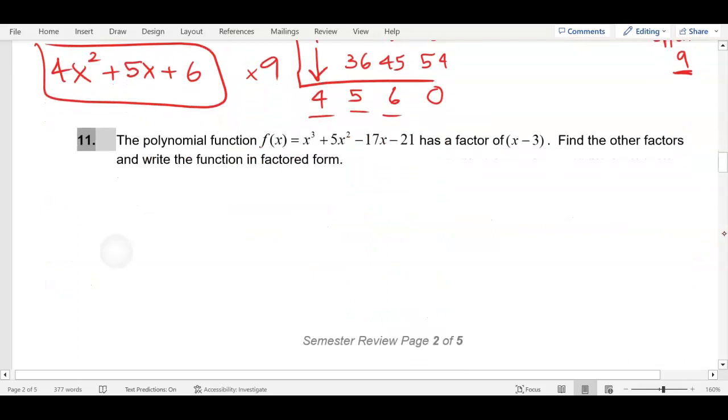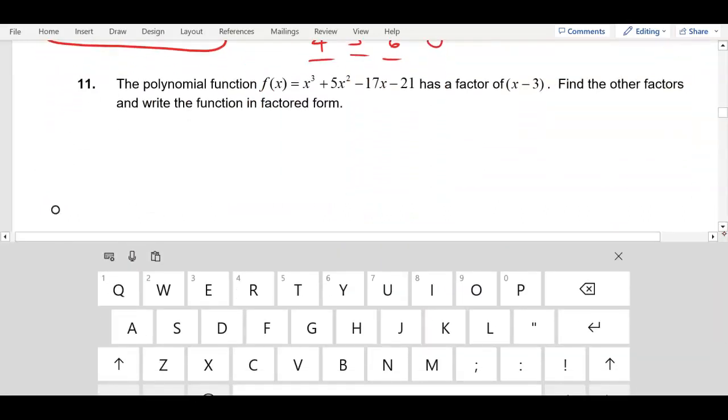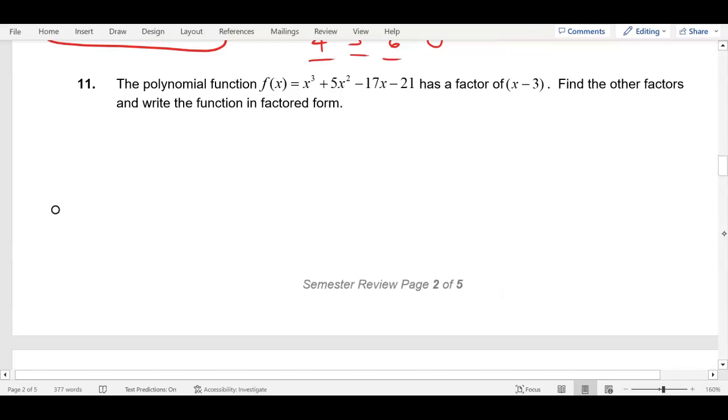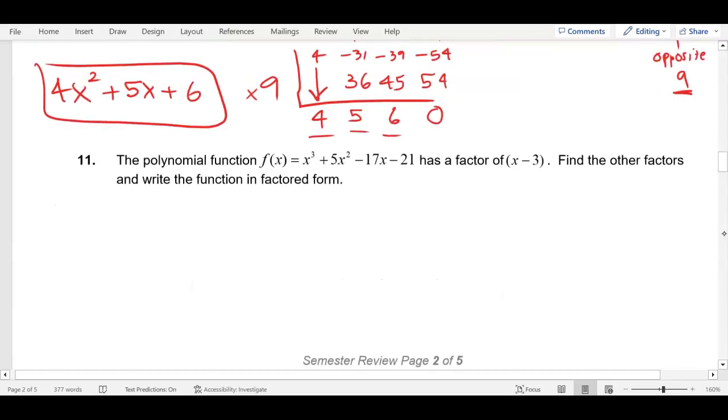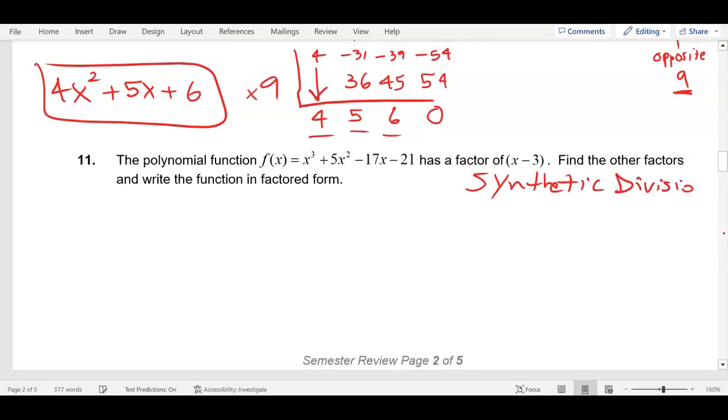Number 11, polynomial has a factor. Find the other factors and write the functions in factored form. Once again, you can use synthetic division. So if we have x is negative 3, you want to use the opposite of negative 3. It's going to be positive 3. And we're going to write down all these coefficients, 1, 5, negative 17, negative 21.